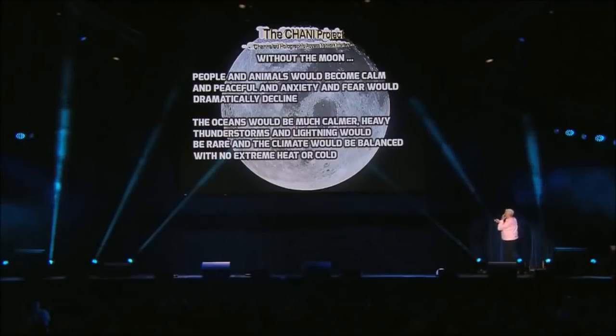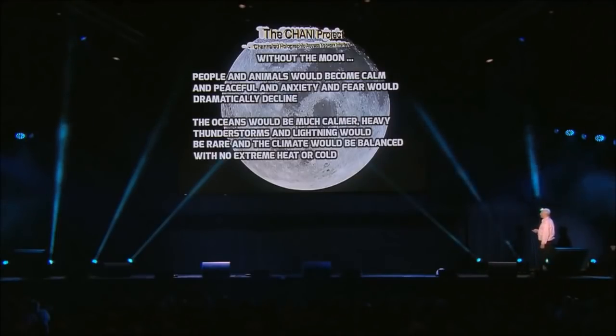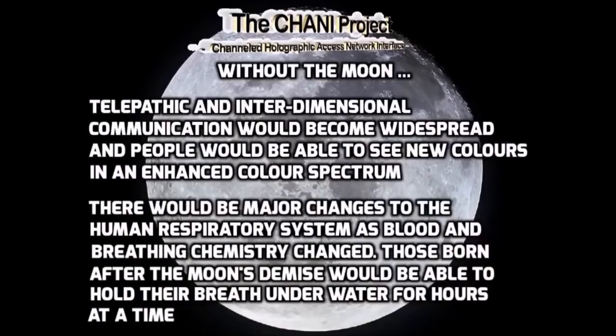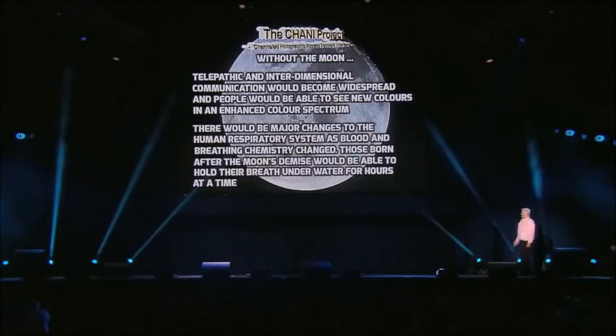People and animals without the moon would become calm and peaceful, and anxiety and fear would dramatically decline. The oceans would be much calmer, heavy thunderstorms and lightning would be rare, and the climate would be balanced with no extreme heat or cold. Telepathic interdimensional communication would become widespread, and people would be able to see new colors, higher frequencies in an enhanced color spectrum. And that fits with the fact that this frequency, this matrix, is suppressing human expansion of awareness, keeping us in the box.